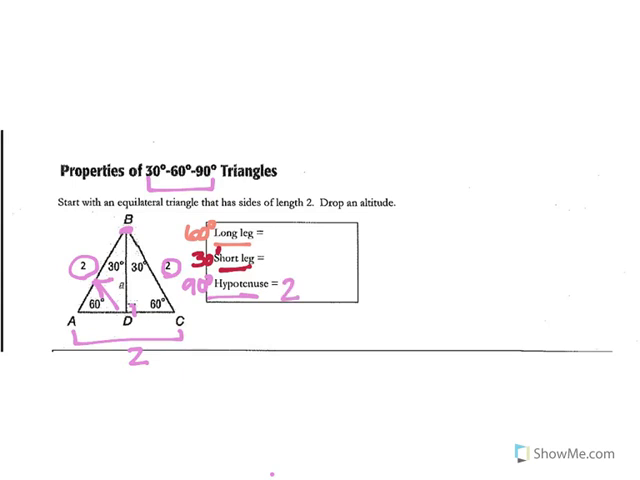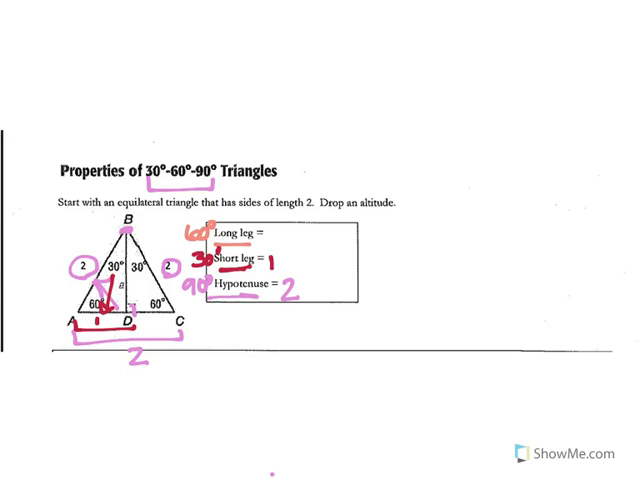We also know what's across from my 30-degree angle by process of elimination. Across from my 30-degree angle is half of the side AC. Well, if we know all of AC is 2, then half of that, AD, is 1. So my short leg is technically 1 unit.